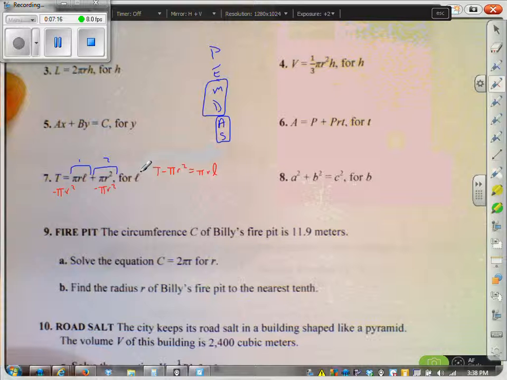Right? So then we have this. What's happening to it? Well, now it's being multiplied by pi r, so we're going to divide by pi r on both sides. And what do we have? L equals t minus pi r squared over pi r. I would accept this for your answer. You can simplify this a little bit more, but I don't need you to do that. This is good enough. Okay?